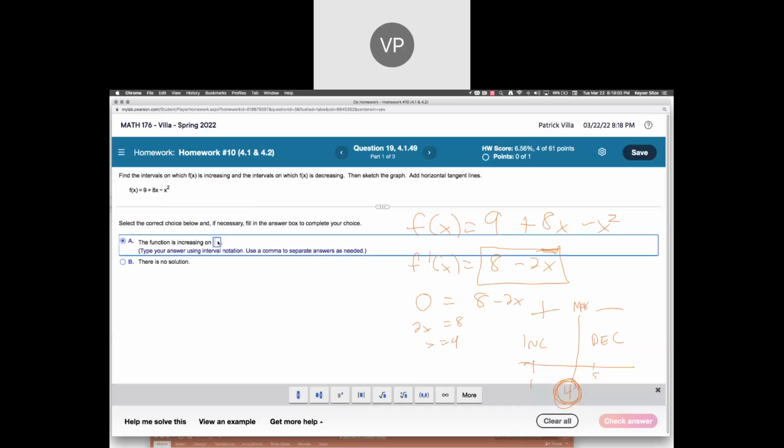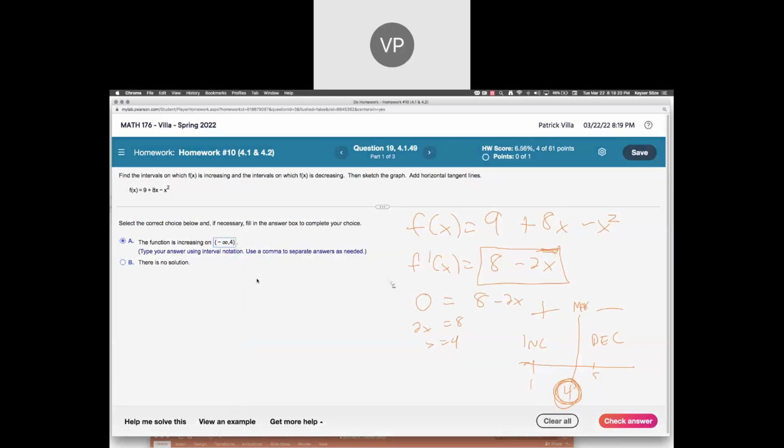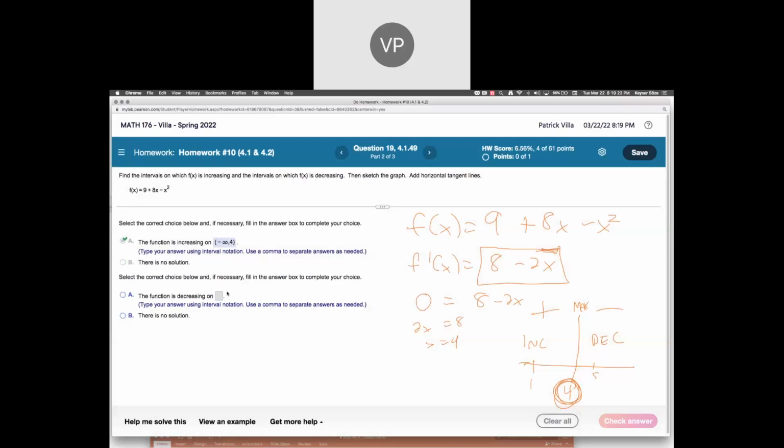Where is it increasing? So it's increasing everywhere on the left of 4. So that's going from negative infinity up to 4. And remember, it's a parenthesis around the 4 because at 4 you're neither increasing nor decreasing. So make sure you don't include the critical points in your answers for increasing, decreasing intervals.